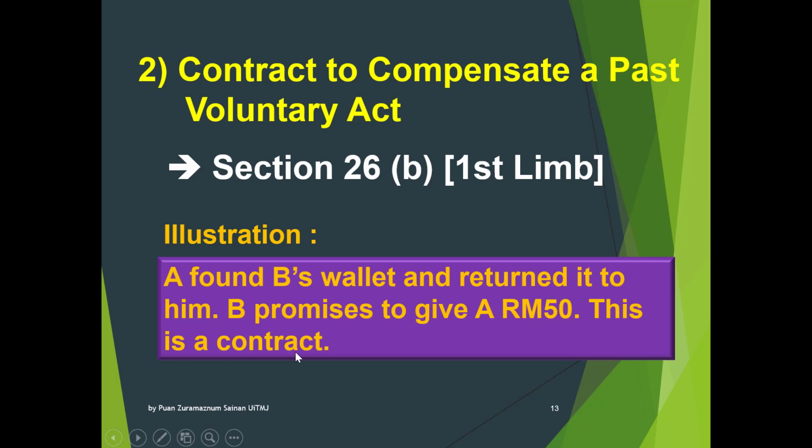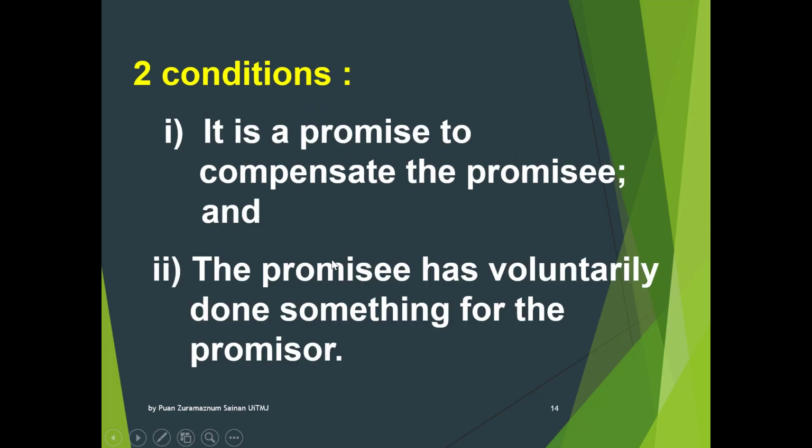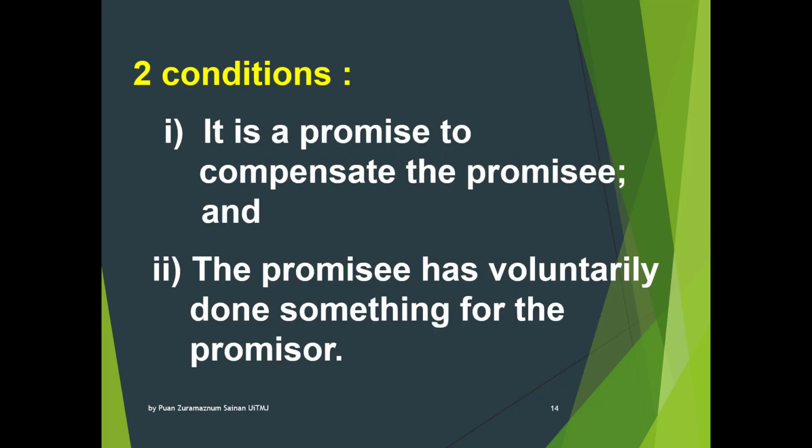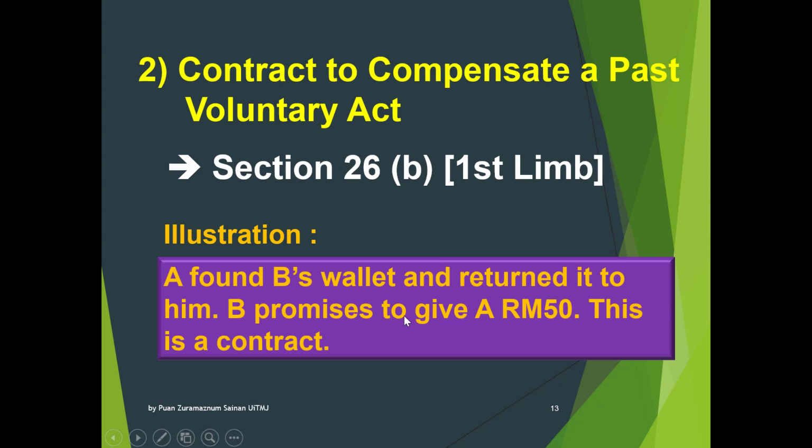So why is this a contract? Even though there is no consideration, because this agreement is to compensate a past voluntary act. The agreement is binding. So there are two conditions for this exception. First, it is a promise to compensate the promisee, and the promisee has voluntarily done something for the promisor. So here, when A found this wallet and returned it to him, A voluntarily returned it to B. So in this situation, the second element has been fulfilled, right? So in that case, the agreement is binding. The promise to give A 50 ringgit is binding even though without consideration, because this agreement is to compensate a past voluntary act.